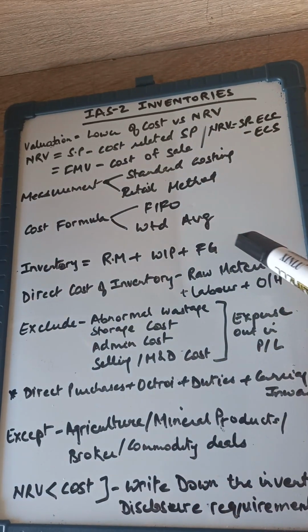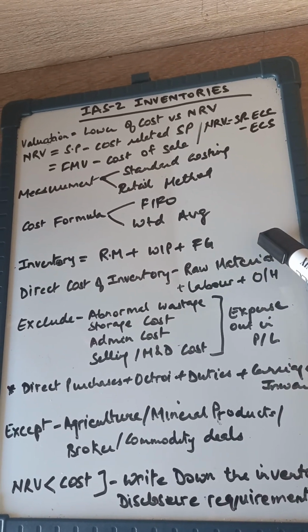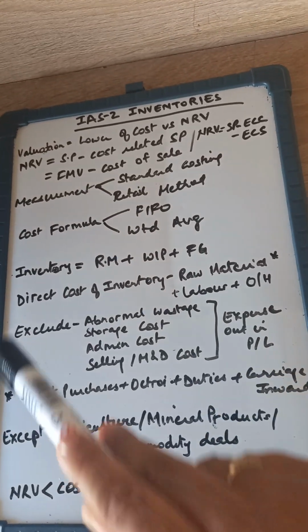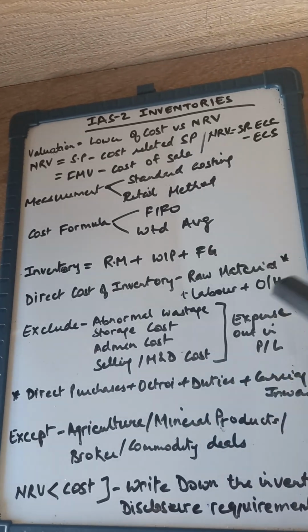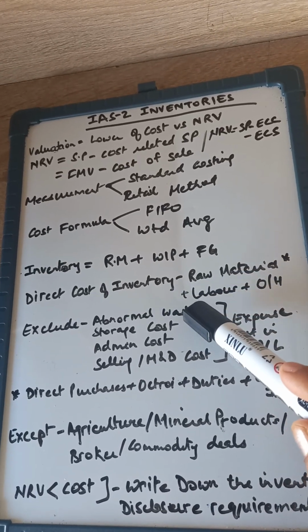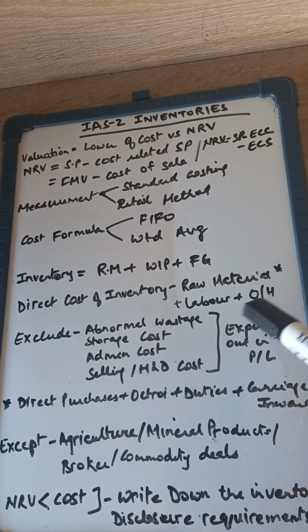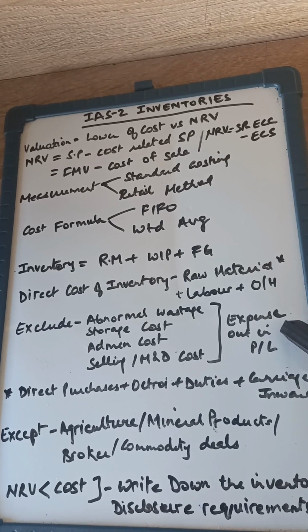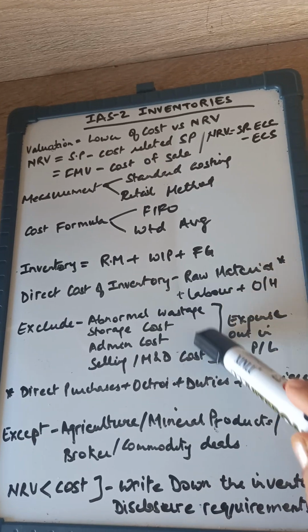Direct cost of inventory is raw material plus labor plus overhead. Raw material direct purchases plus octroi plus duties plus carriage inwards or any direct expenditures incurred in bringing the inventory to its current condition and situation. Abnormal wastage, storage costs, admin costs, selling and marketing distribution costs are excluded. These are expensed out in the profit and loss statement of the entity and not added in the inventory value to increase the asset side. It is not done. These costs are excluded.